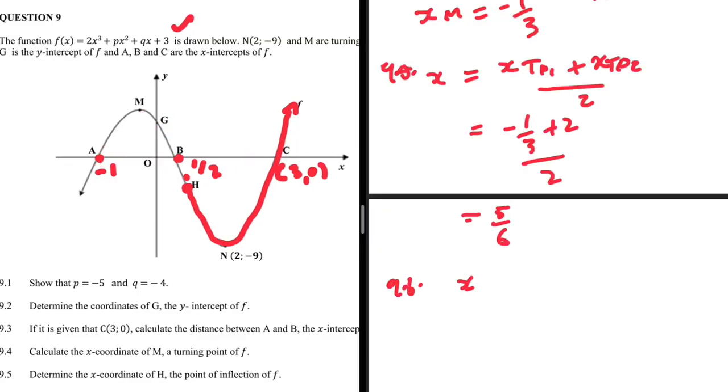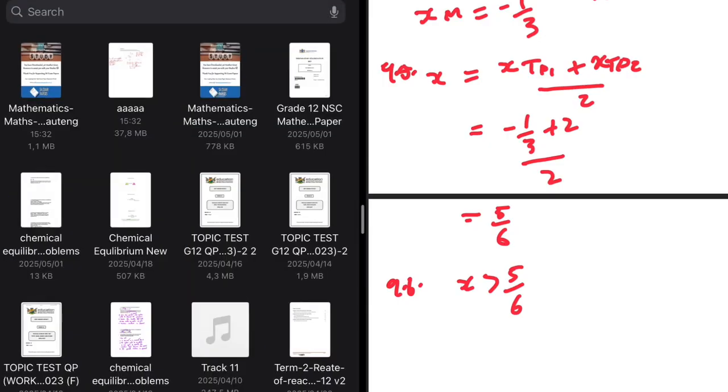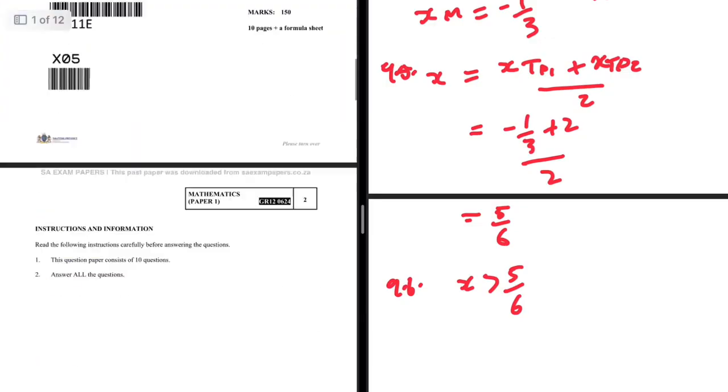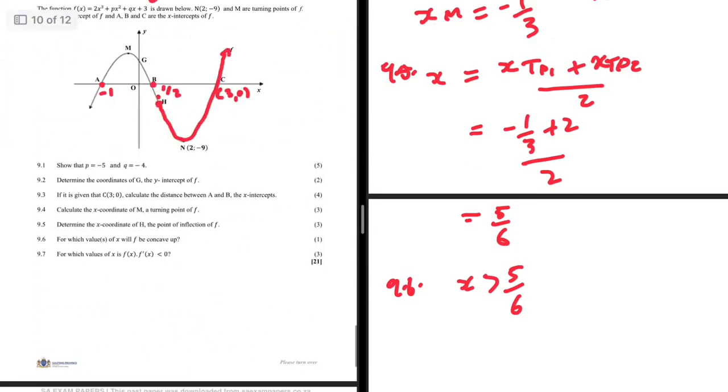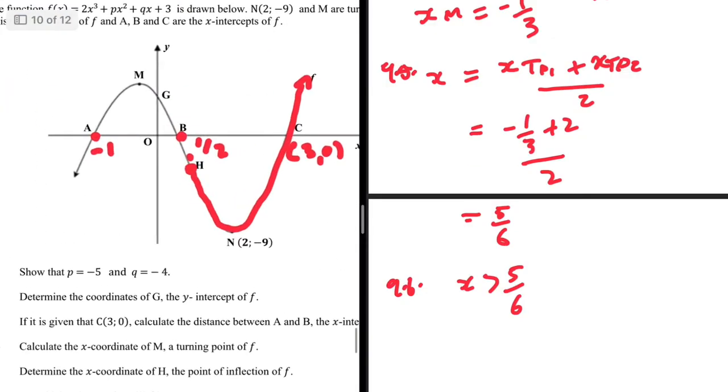9.6, we have x being greater than 5 over 6. There we go. That is 9.6. Let's do 9.7. For which values of x is f of x multiplied by f prime of x less than 0, not less than or equal to. Okay, so let's think about that. Let's just go back to the question and see. Okay, so f of x, right? Let me just erase this.